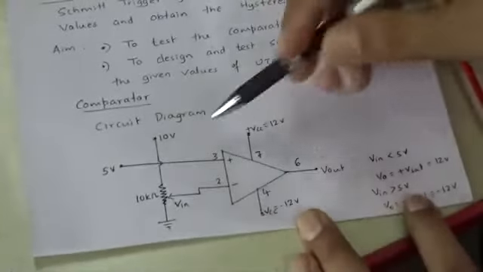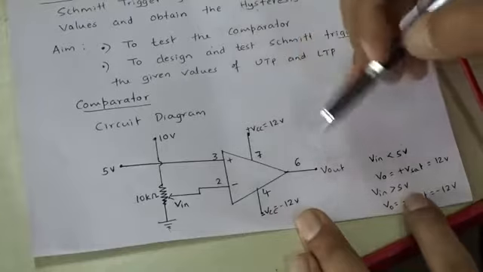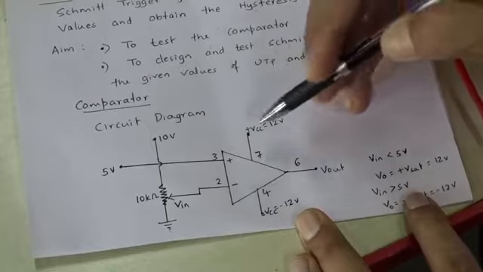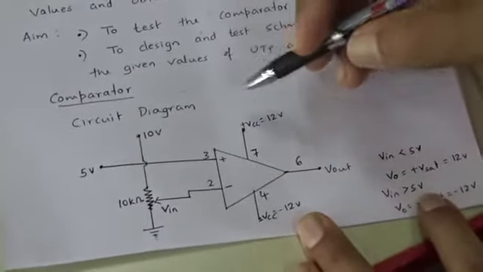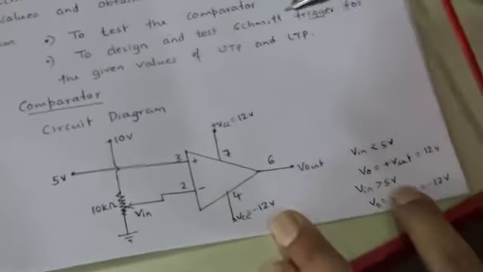So this is the basic working of the comparator circuit, and this circuit is in open loop configuration. I have not used any feedback. The main applications of this circuit are in zero crossing detectors, window detectors and so on. Those are the applications of comparator circuits.